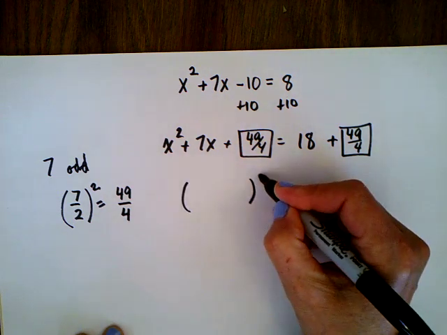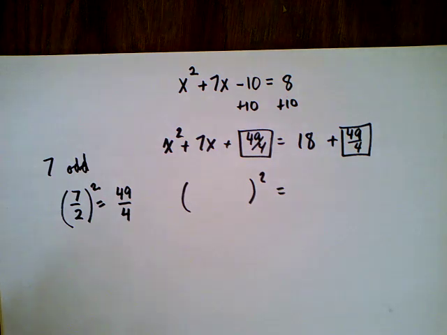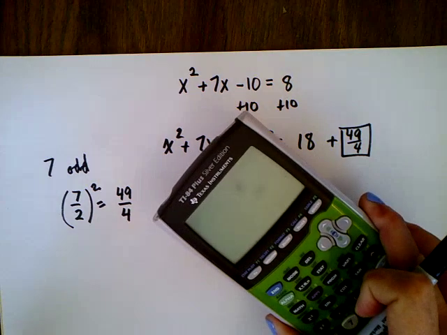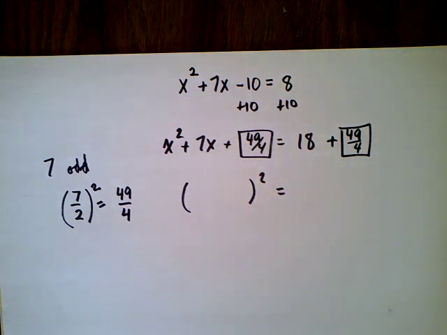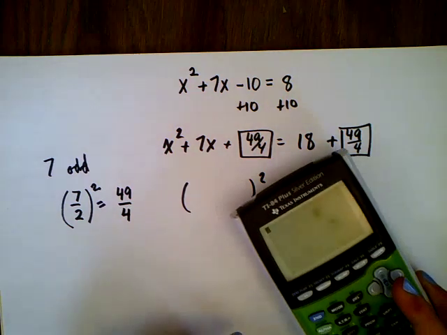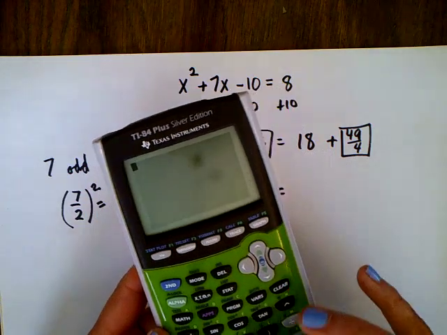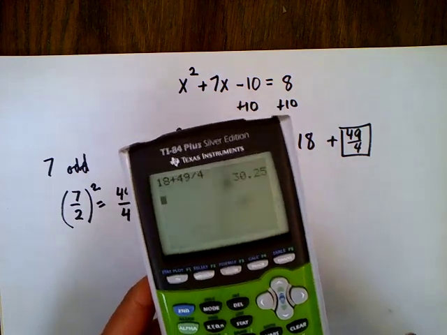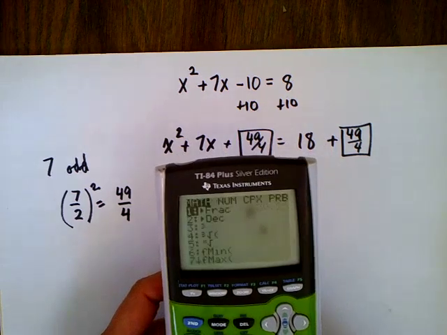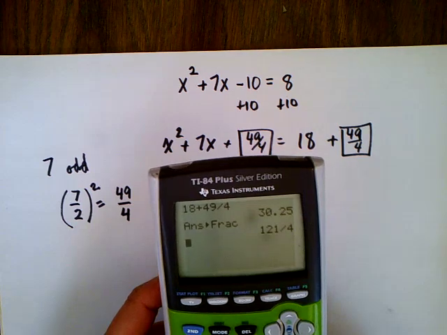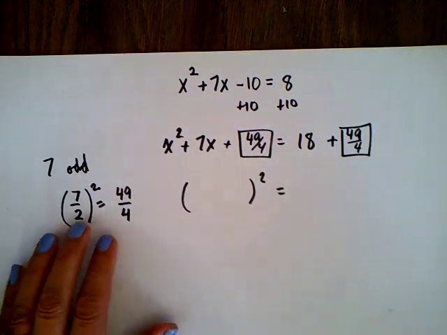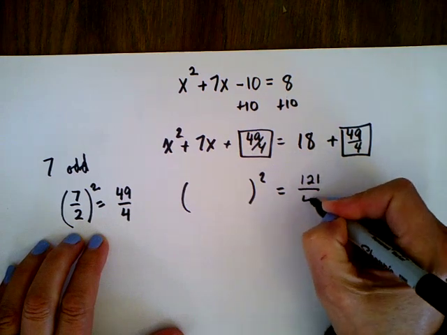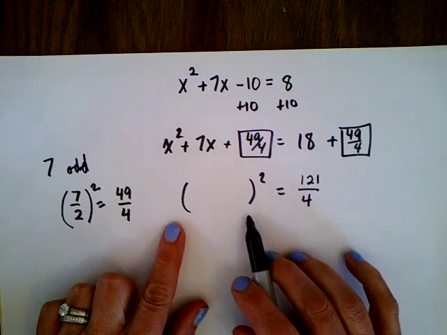You've completed the square. Remember, that's that intermediate step. And the next part, you're going to get out your calculator and add those values. 18 plus 49 over 4. You can use Desmos, whichever you want. If I do that with you here on this calculator, 18 plus 49 divided by 4, and then make sure that you math fraction the problem. So I have 121 divided by 4.